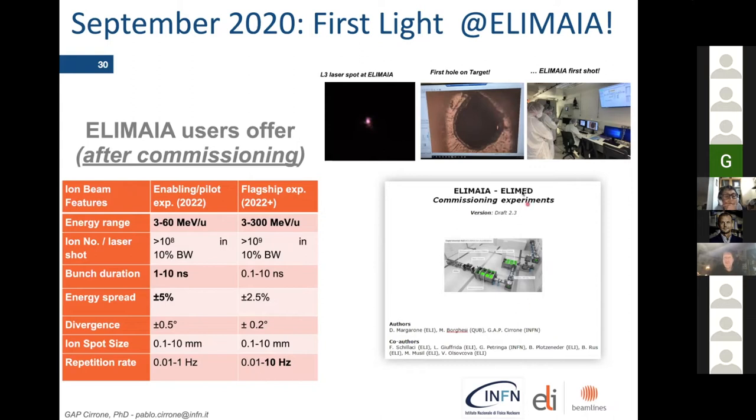irradiation point. And this is the official document of ELI in which people from ELI, from the Queen's University, and from INFN, in fact, are performing these commissioning experiments.